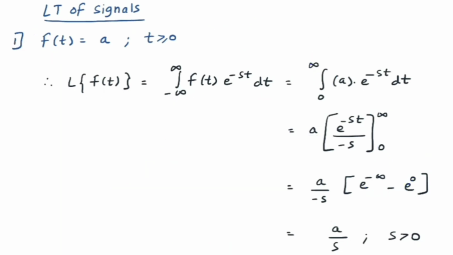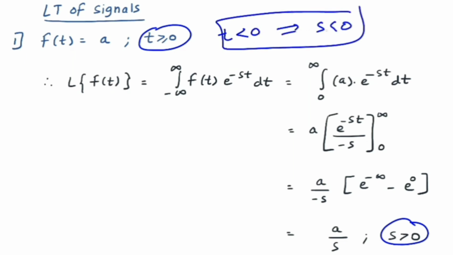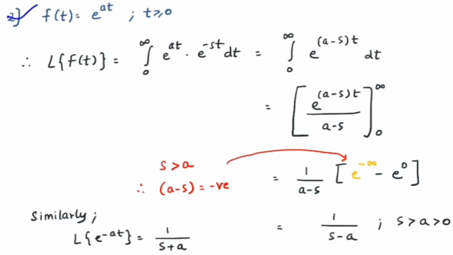Now your question might be, why is s greater than 0? Because your time is greater than 0. That is the reason s is greater than 0. If your time were less than 0, then the respective s would also be less than 0. This s range is nothing but the region of convergence, where you will get a finite value and the system is stable. So now we are going for the next question.